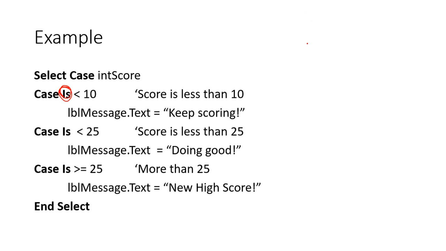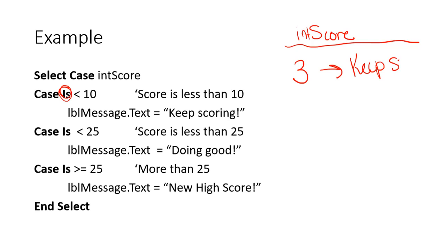Okay, so let's do some reading of this code. Let's say int score gets a value of, let's say, 3. So if it has a value of 3, it's going to look through here and go, which case can I go to? Well, is 3 less than 10? Well, it is, right? So what we'll display for the 3 in int score would be keep scoring.